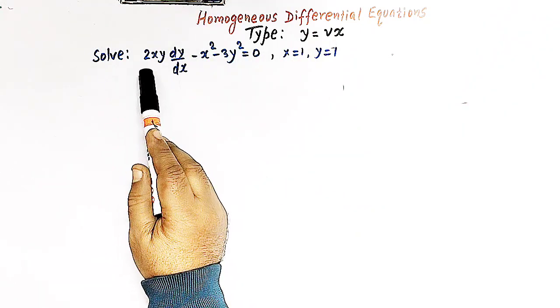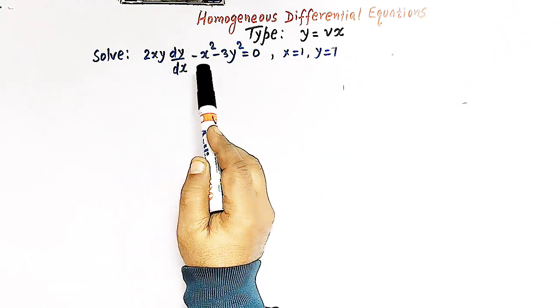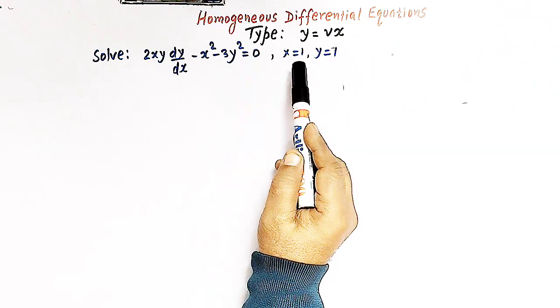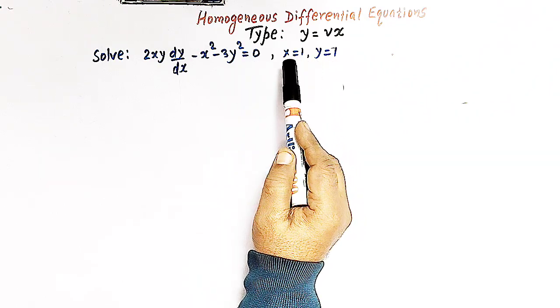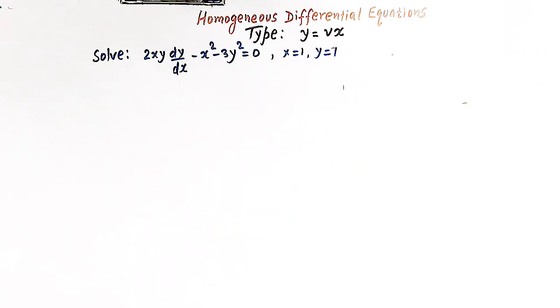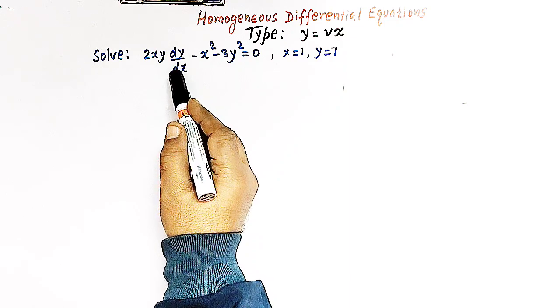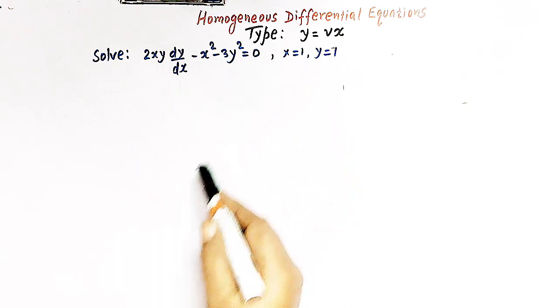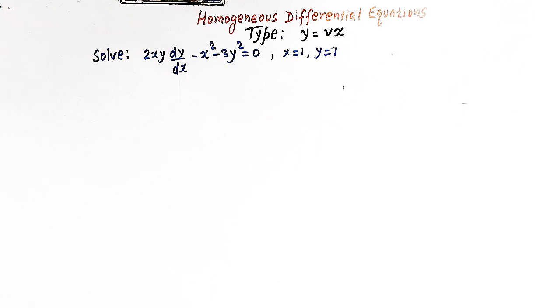So we have to solve 2xy dy over dx minus x square minus 3y square is equal to 0 when the conditions are x is equal to 1 and y is equal to 1, right? So here we'll find out the general solution of this differential equation, and then using this condition we'll find out the particular solution of this given differential equation, right? So let us start.